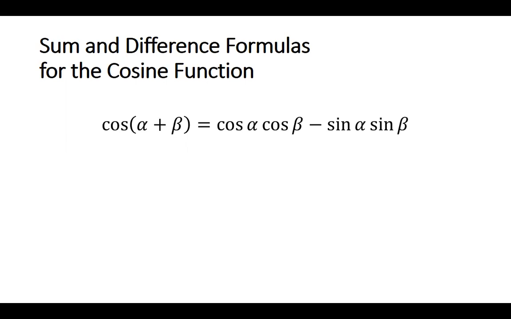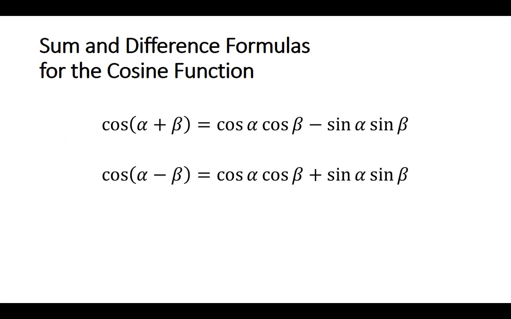If we get to the difference formula, cosine alpha minus beta, it's cosine alpha cosine beta plus sine alpha sine beta. But as I said, you don't have to memorize those. We have a formula sheet for that.